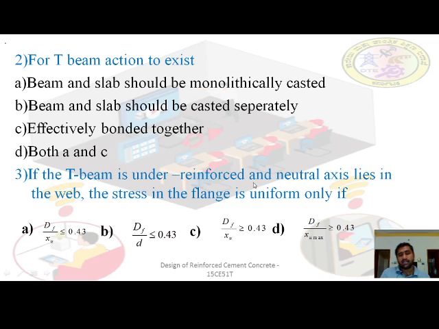If the T-beam is under reinforced and the neutral axis lies in the web, the stress in the flange is uniform only if... say, the T-beam is under reinforced and the neutral axis lies in the web. Then the stress is uniform only when dF by XU is less than or equal to 0.43. You have to remember step number 4, where we are going to calculate dF by XU, then only it will be uniform.